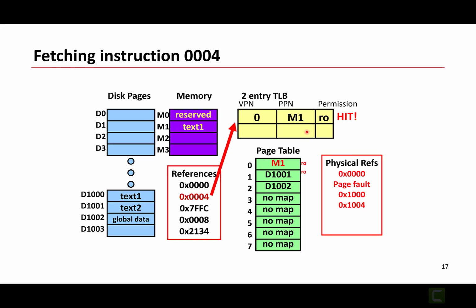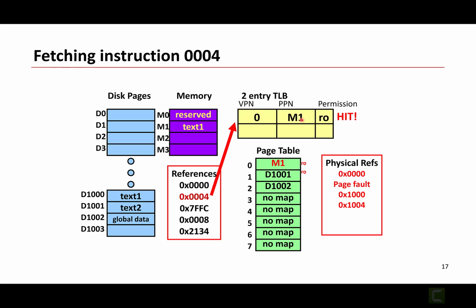So the next instruction, the PC would have been incremented by 4, and so I'm accessing the next instruction, which is 004. And because we had already done the hard work of bringing the text page and doing the address translation and caching it in the TLB, we don't have to go through all that again. The TLB has the address translation for us.